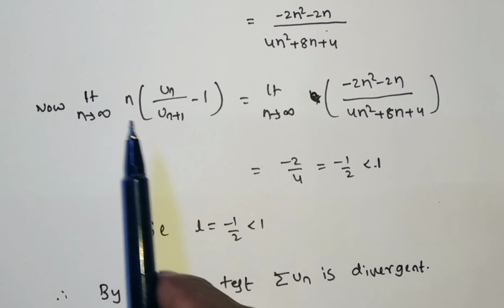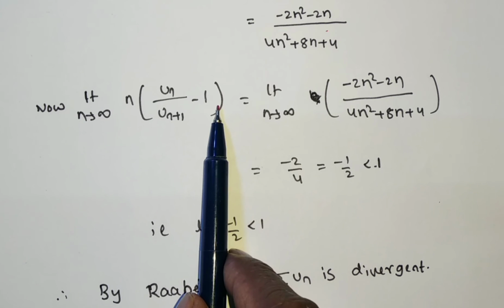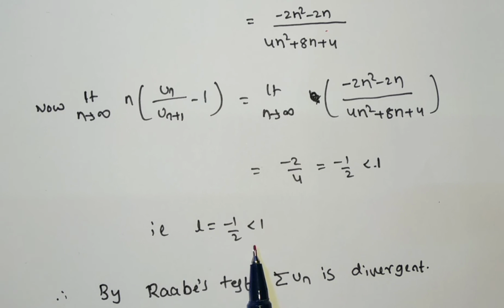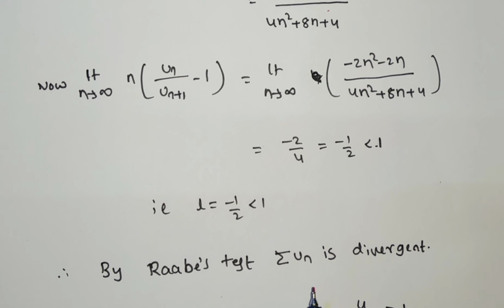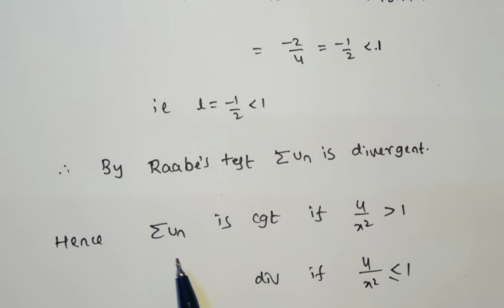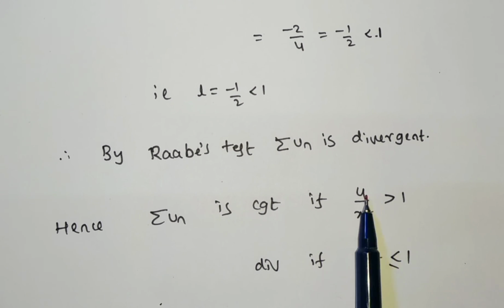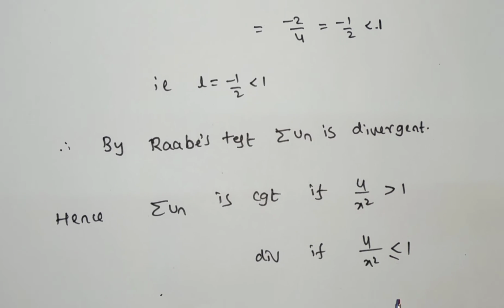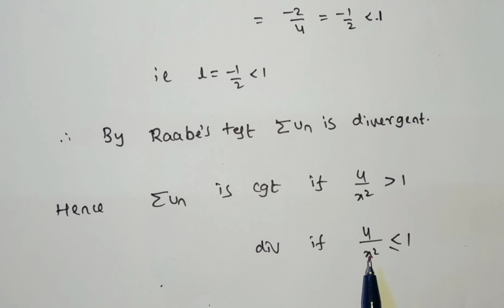Which method are we doing? The limit of n into un by un plus 1 minus 1. So this is Raabe's test. In Raabe's test, if L is less than 1, what can we say? The series is divergent. So what can we say from this? Finally, summation un is convergent for 4 by x square greater than 1. For less than 1, divergent. Equal to 1 is also divergent. Hence, for 4 by x square greater than 1, convergent; for 4 by x square less than or equal to 1, divergent. This is Raabe's test.